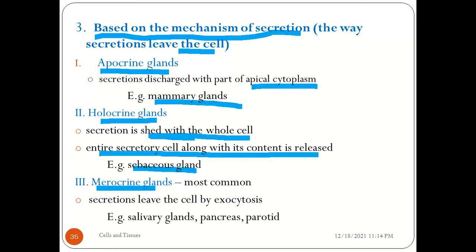The third type of gland is merocrine glands. Their secretions leave the cell by exocytosis. Examples are the salivary gland, pancreas, and parotid gland.